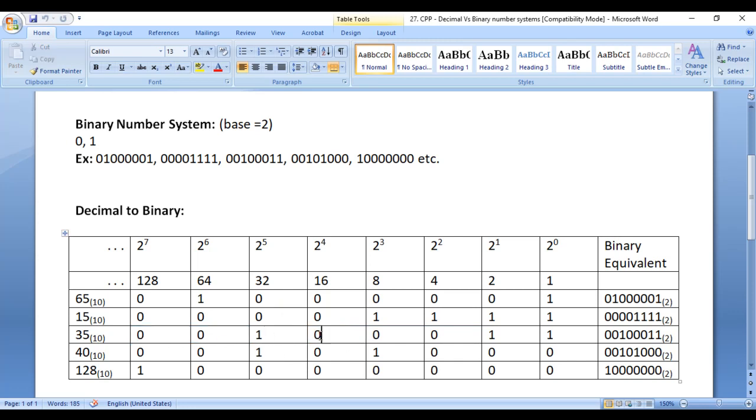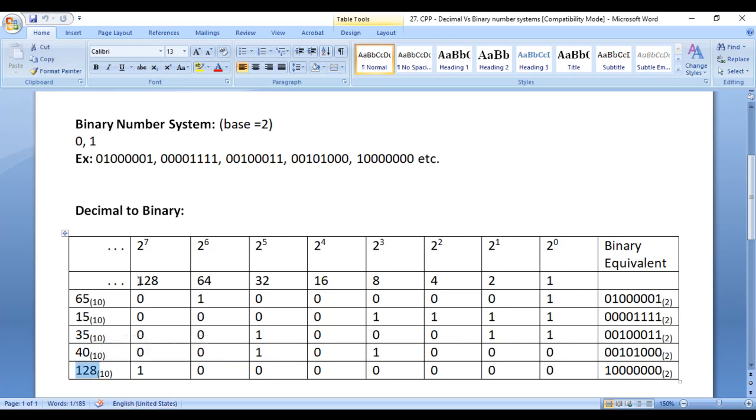So 1000011 indicates 35. To convert 40, we find out the numbers. On adding them, we should get 40 guys. 32 plus 8, we get 40. So underneath 32 we write 1. Underneath 8 we write 1. Remaining places we put zeros. Right? So 1010000 indicates 40 guys.